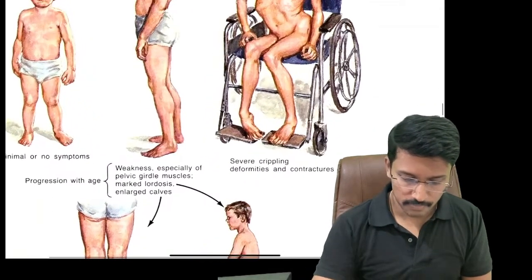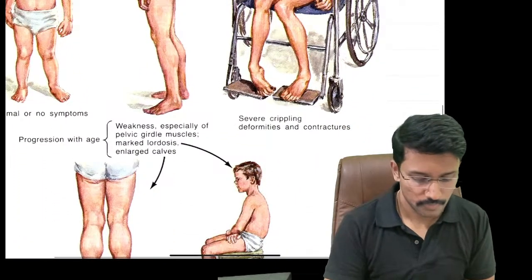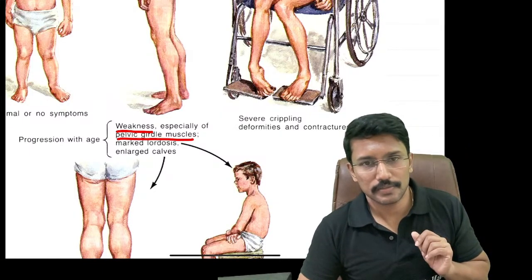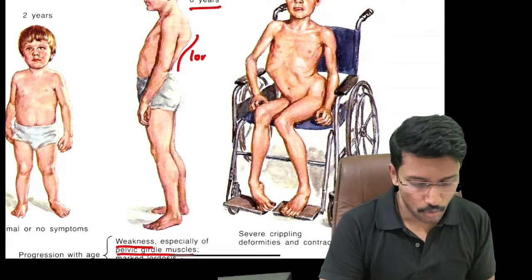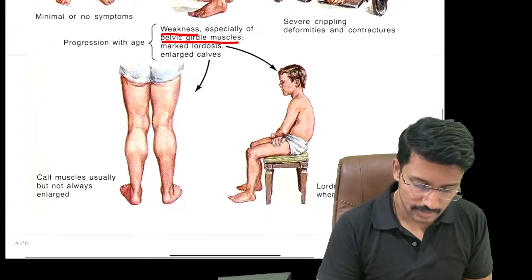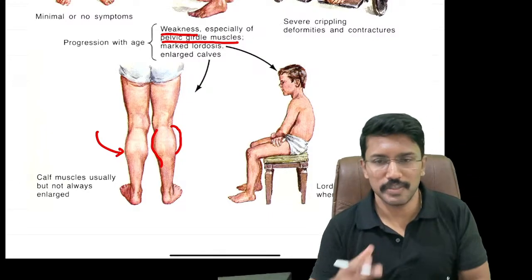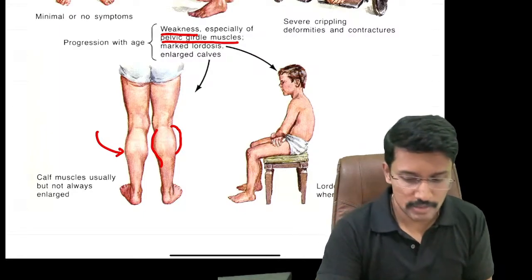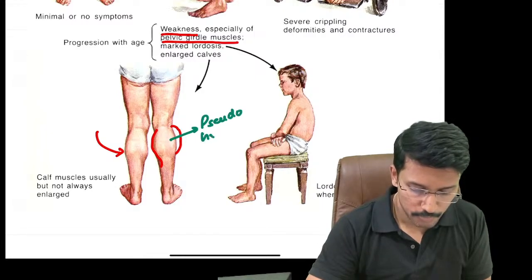Right? So at this time, somewhere between 3 to 8 years of age, the patient will start developing the weakness of leg muscles, means muscles around his pelvic girdle. And because of this, we will start noticing that he develops lumbar lordosis, and the calf muscles, as you see in this image, start developing what you call pseudo hypertrophy, means not truly enlarged, because increased muscle fiber synthesis is not happening. Muscle fibers are being replaced by fibrofatty tissue. So we call it pseudo hypertrophy.